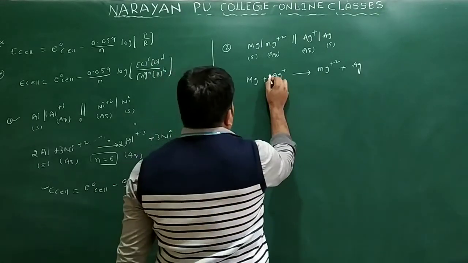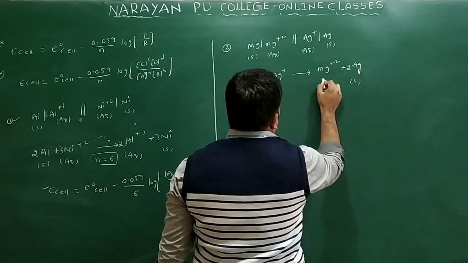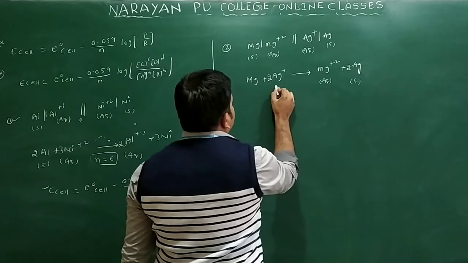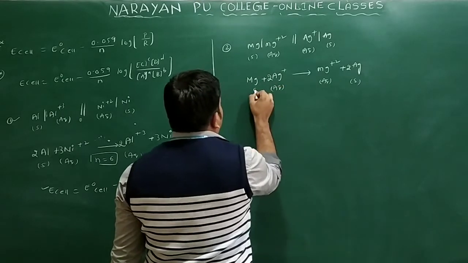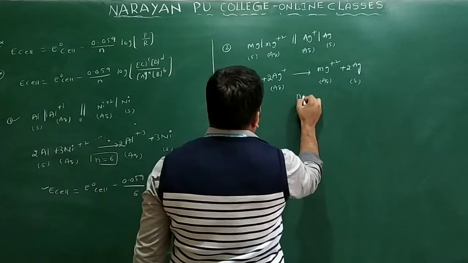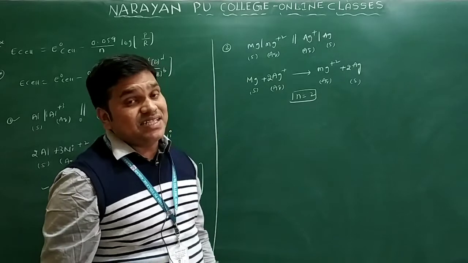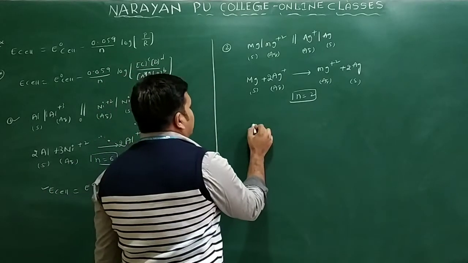So what I want right here, I will write here 2Ag+ and 2Ag. This is the solid, this is aqueous, this is aqueous, this is solid. Now, what is the number of electrons changed here? 2 only. Now you will write the Nernst equation expression for this equation only.